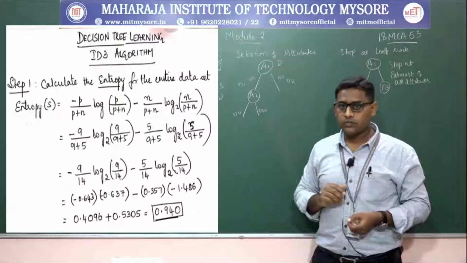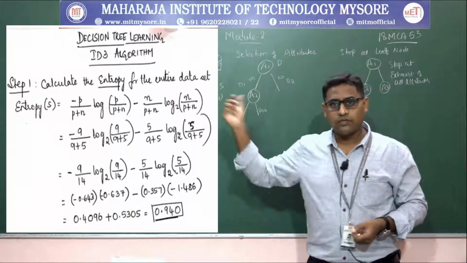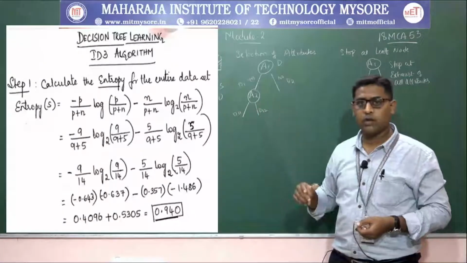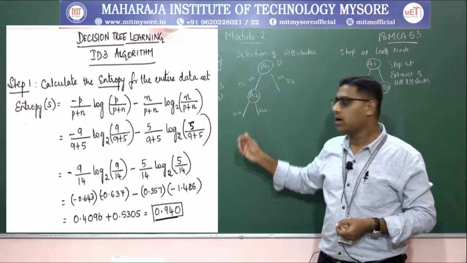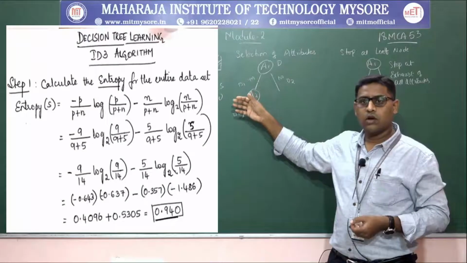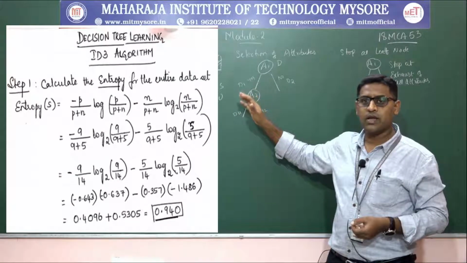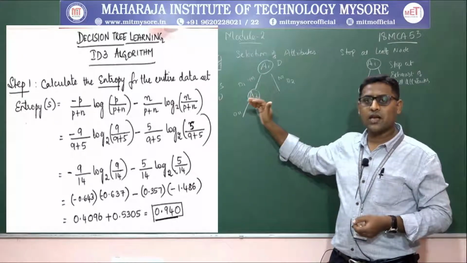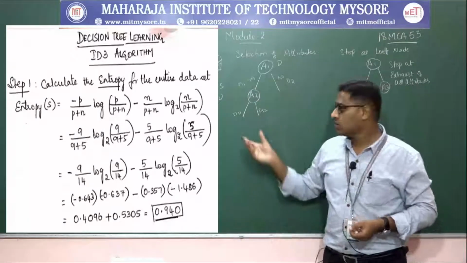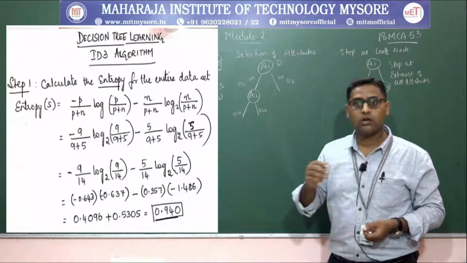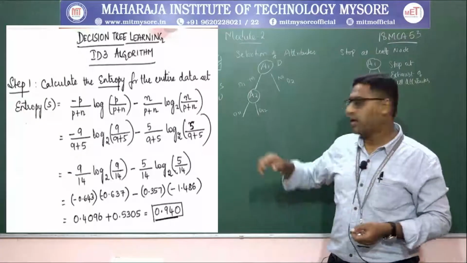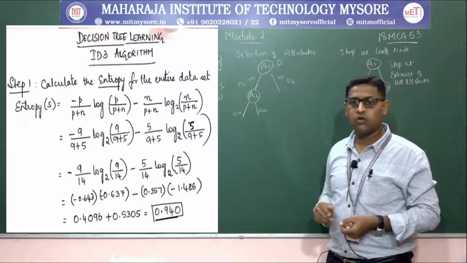If you substitute those values in the entropy formula, this is what we get: minus 9 by 9 plus 5 log base 2 of 9 by 9 plus 5, minus 5 by 9 plus 5 log base 2 of 5 by 9 plus 5. So it comes to minus 9 by 14 log 2 of 9 by 14, minus 5 by 14 log 2 of 5 by 14.